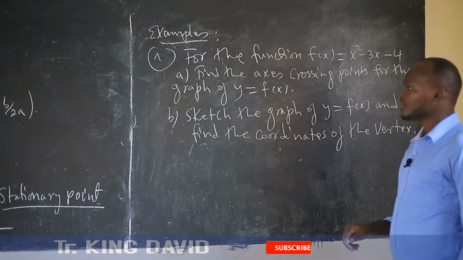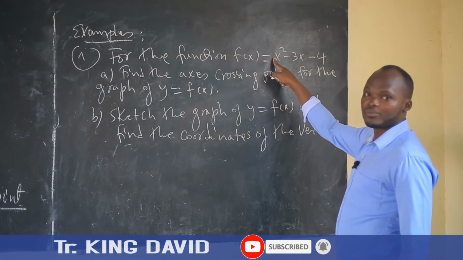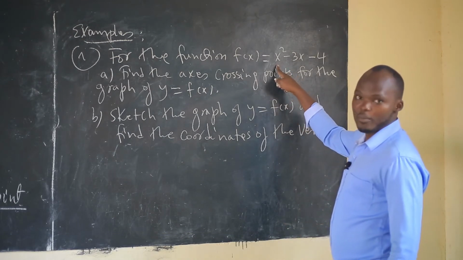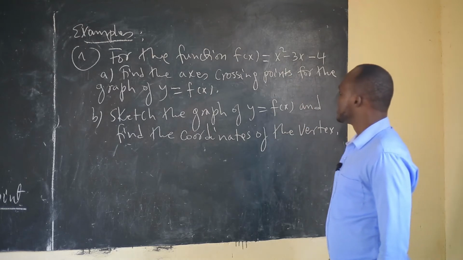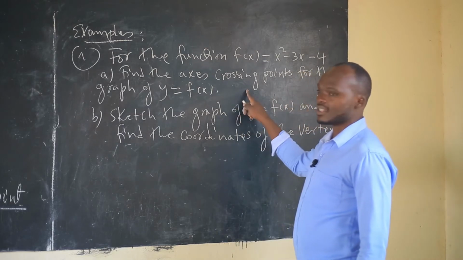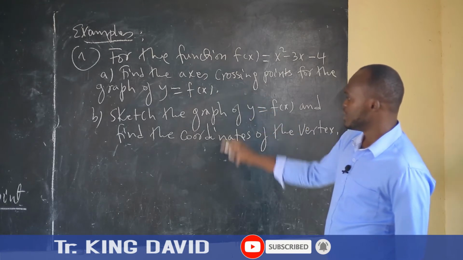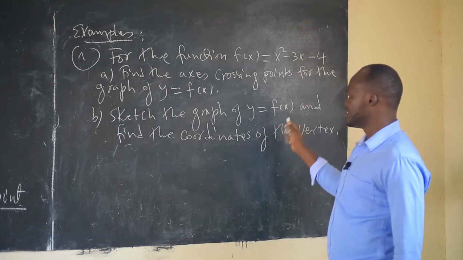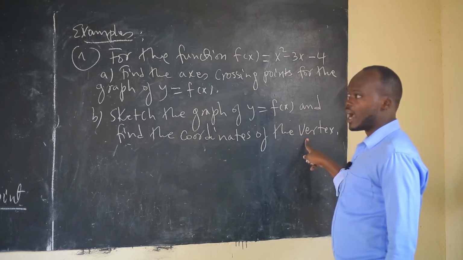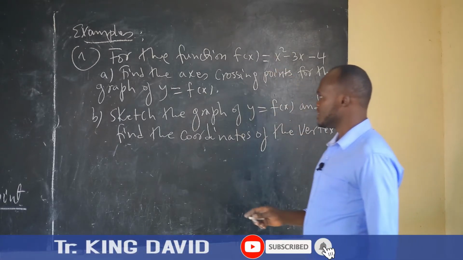That is our question. We have a function. You see that the coefficient of x squared here is positive because it is 1. Since 1 is greater than 0, it is going to give us a minimum point because the curve will open upward. When they say axis, they mean x-intercept, y-intercept, even the line of symmetry. After that, we sketch and find the vertex. Remember the vertex will now be a minimum because our a is greater than 0.